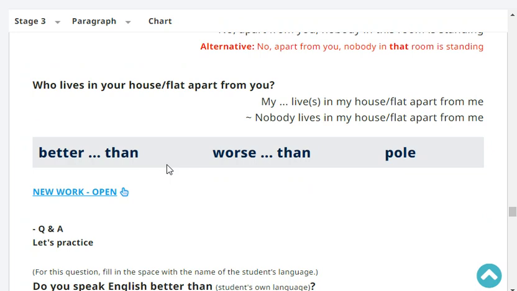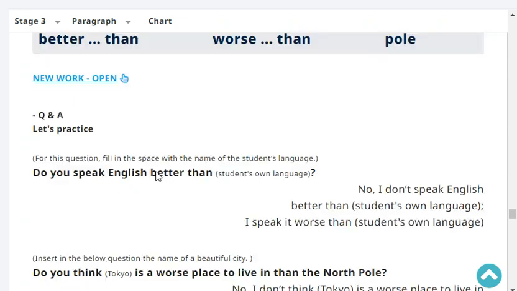Nobody lives in my house apart from me. Very good. Do you speak English better than Japanese? No, I don't speak English better than Japanese. I speak it worse than Japanese. Very good.